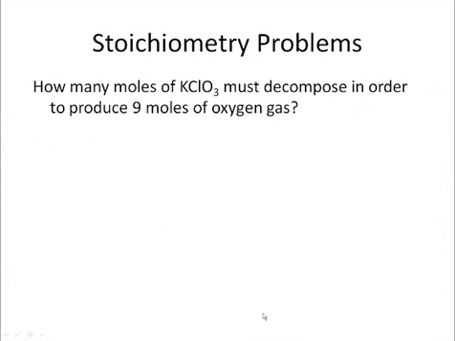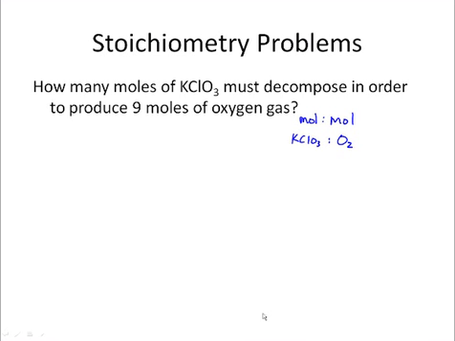So let's look at some example problems. The first one here: how many moles of potassium chlorate, KClO3, must decompose in order to produce 9 moles of oxygen gas? Now, the key part of stoichiometry is going to be this mole to mole ratio. In this case, we're trying to find the ratio between KClO3, the potassium chlorate, and oxygen. Except where do we get that from? We get that from a balanced equation, which we don't have right now.